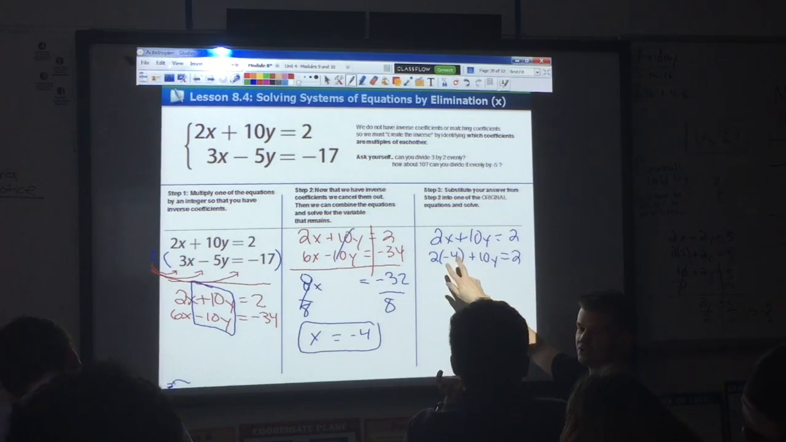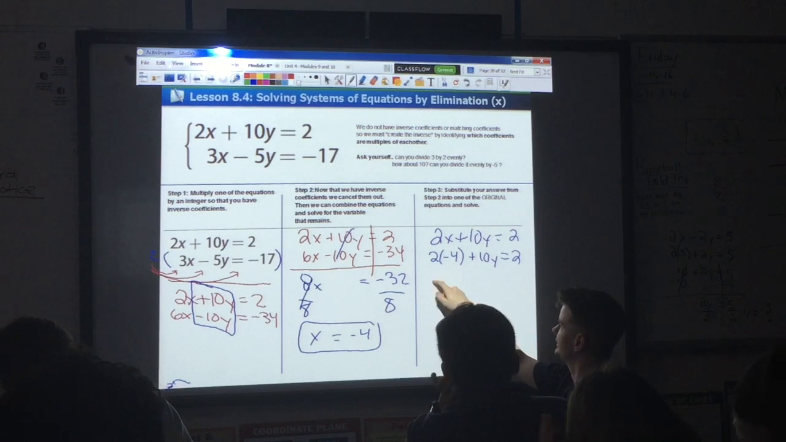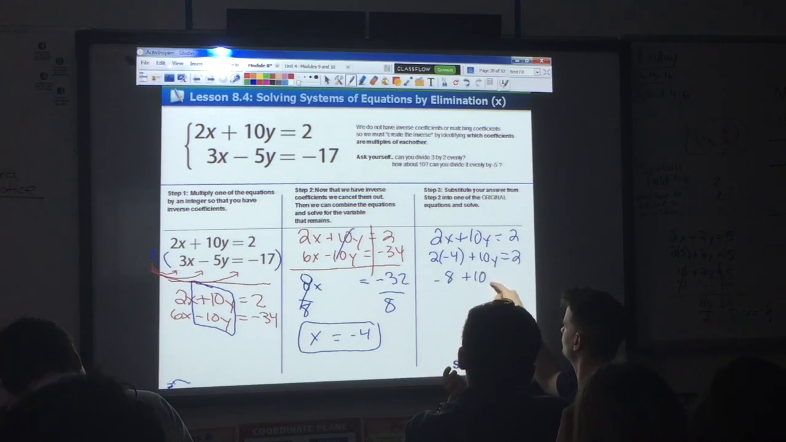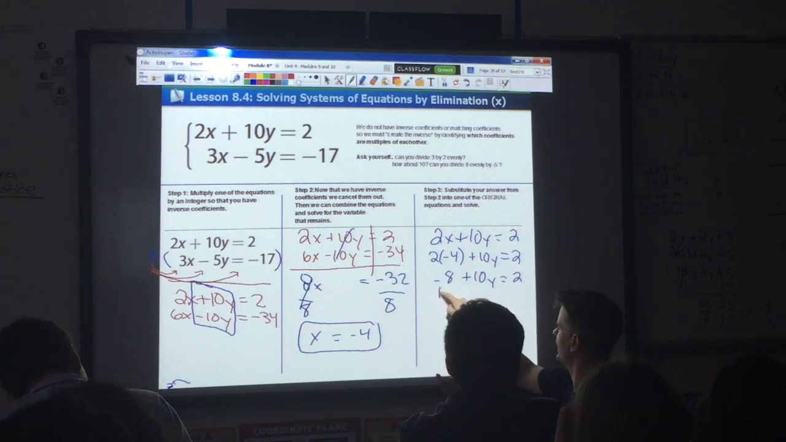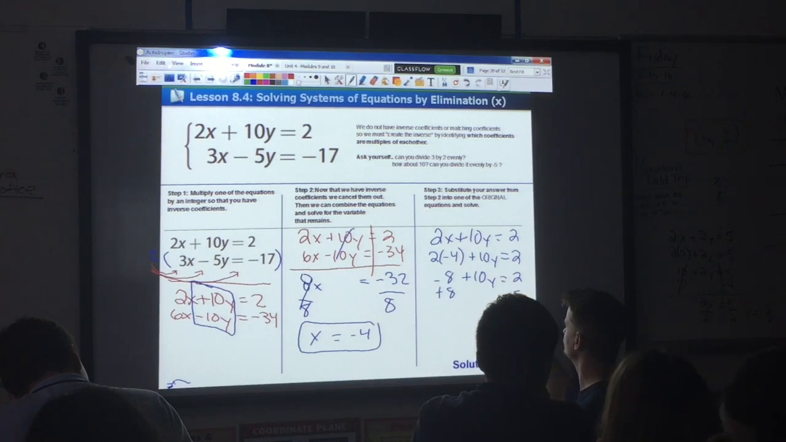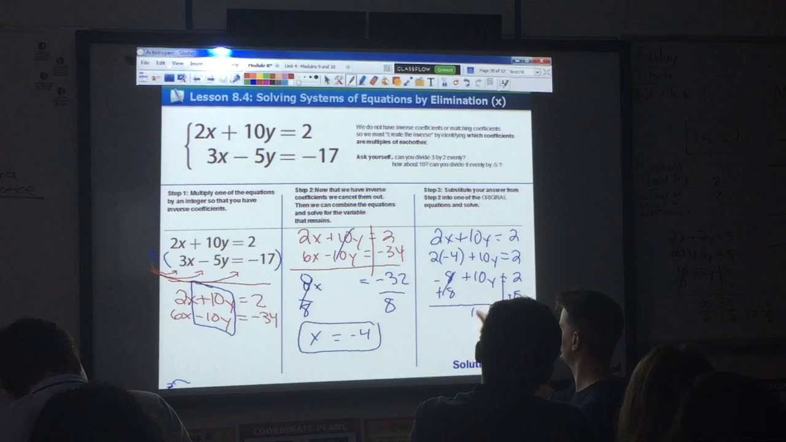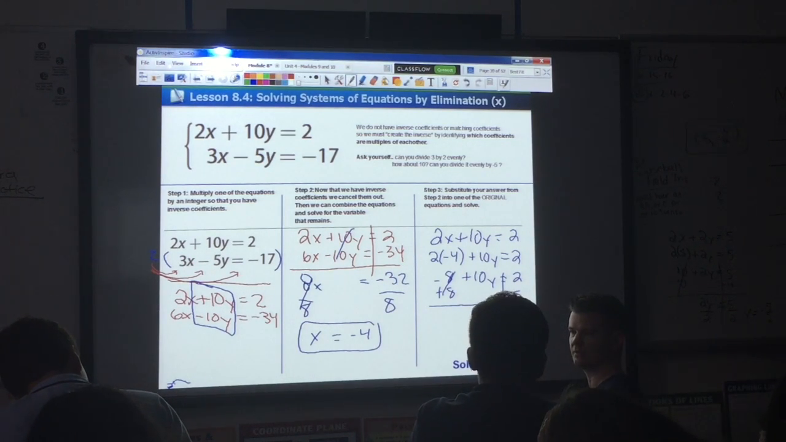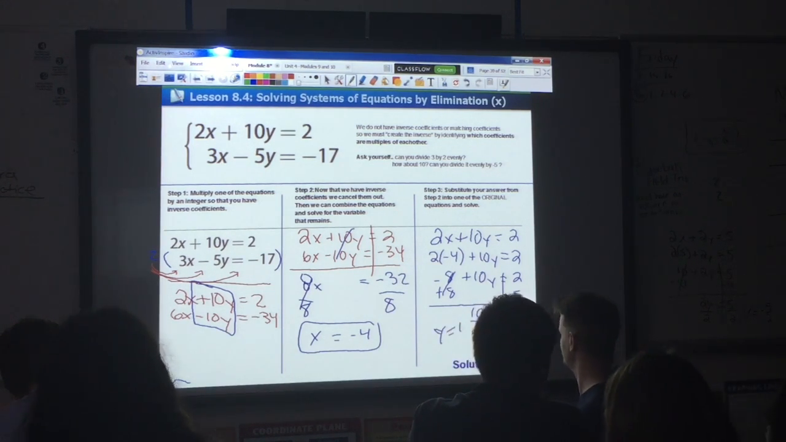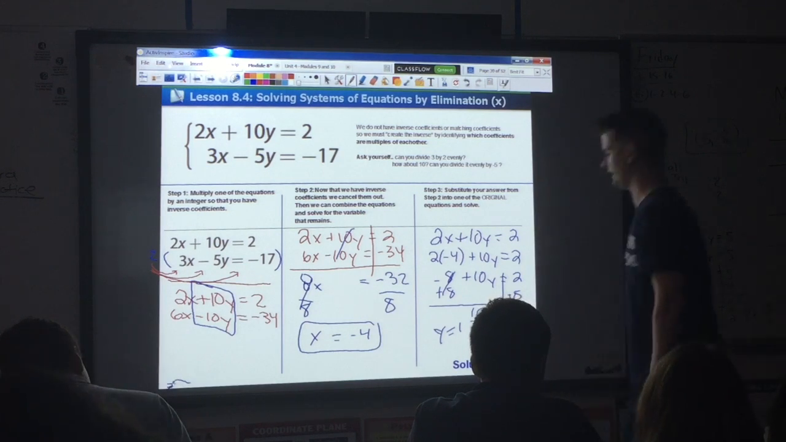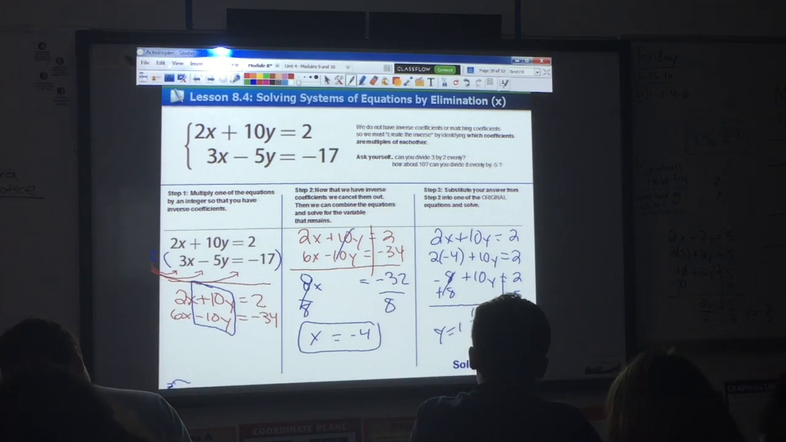I do the multiplication here. What's 2 times negative 4, class? Negative 8 plus 10y is equal to 2. I add 8 to both sides. I do that to get the 10y alone. Those cancel. I get 10y is equal to 10. I'm going to divide both sides by 10. And that will give me the y value. Y is equal to 1. So my solution set is negative 4, comma 1.